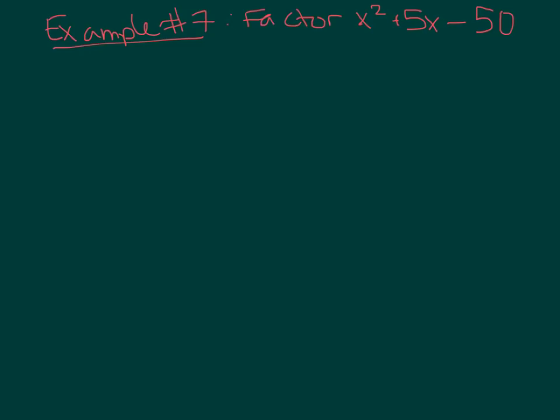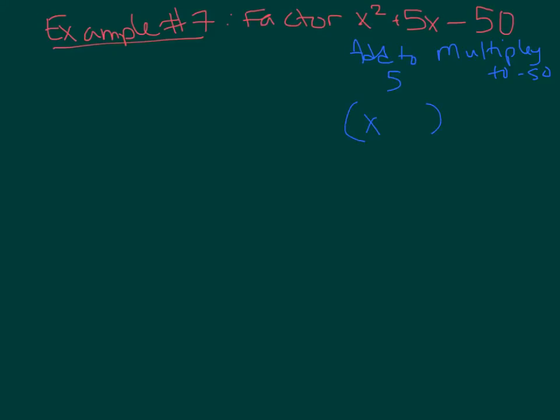So here's another one that's a little weird because we have both a positive and a negative, but you'll notice it's slightly different from examples number 3 and 4. The reason is because we want them to multiply to negative 50, and we want it to add to positive 5.